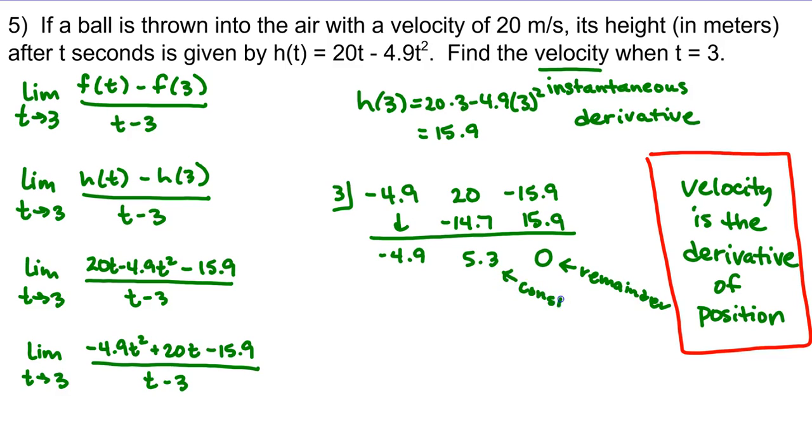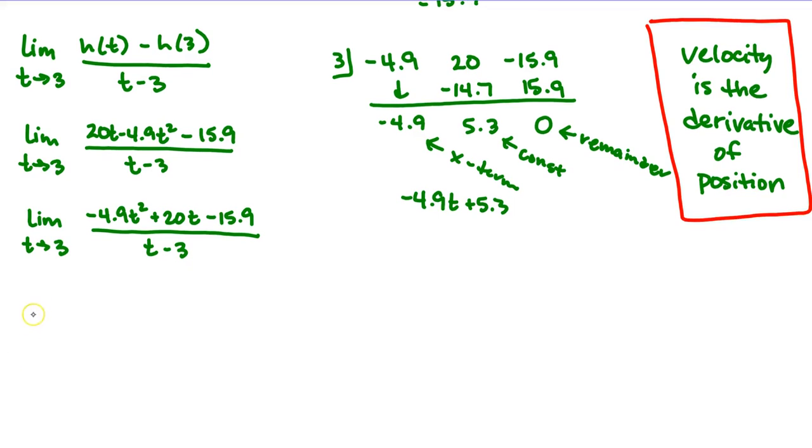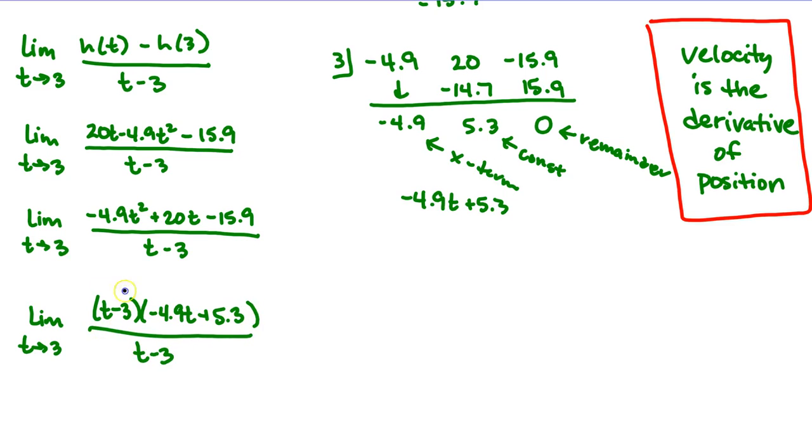5.3 is the constant. Negative 4.9 is the coefficient on the t term. So what that tells us is that we have negative 4.9t plus 5.3. That's our other factor. So we have the limit as t goes to 3 of t minus 3 times negative 4.9t plus 5.3, and that's over t minus 3. So we'll cancel the t minus 3's. And after doing that, we'll substitute the 3 into what we have left. Negative 4.9 times 3 plus 5.3 is negative 9.4.